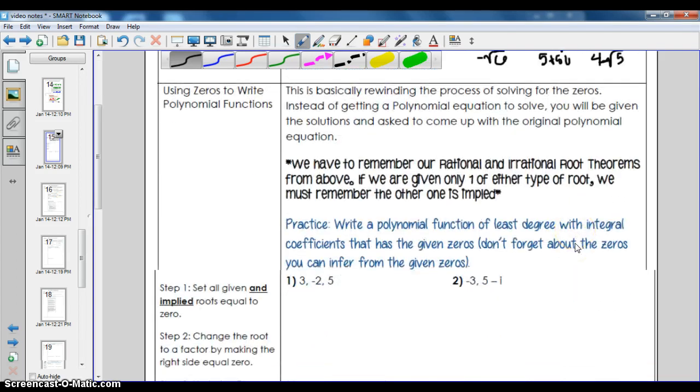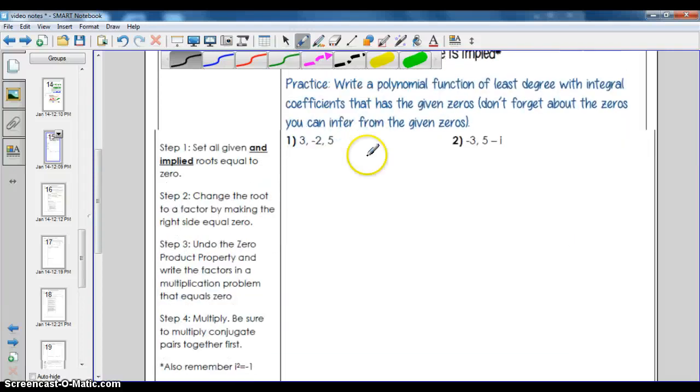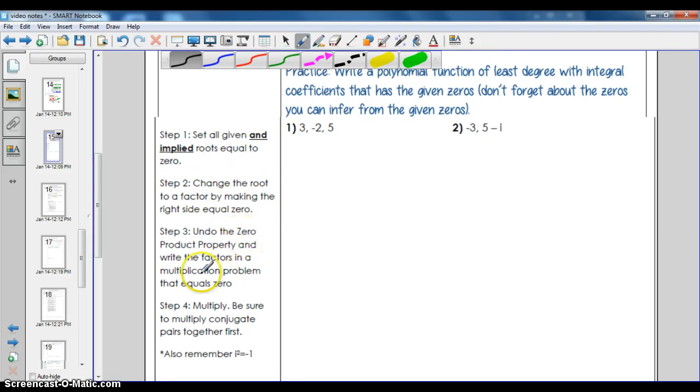All right. So this is basically rewriting the process of solving for zeros. Instead of getting a polynomial equation to solve, you'll be given the solutions and asked to come up with the original polynomial equation. So we have to remember our rational and irrational root theorems from above. If we are given only one of either type of root, we must remember the other one is implied. So let's go ahead. First step is going to be to set all given and implied roots equal to 0. Change it back into the parentheses, and then we're going to basically just multiply. Also, don't forget that i squared is negative 1.